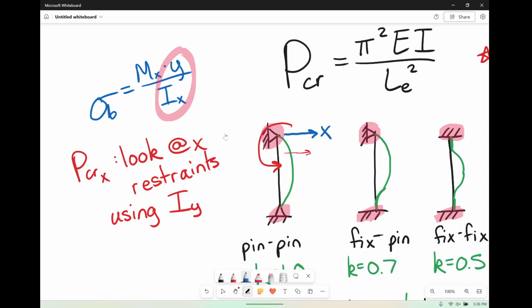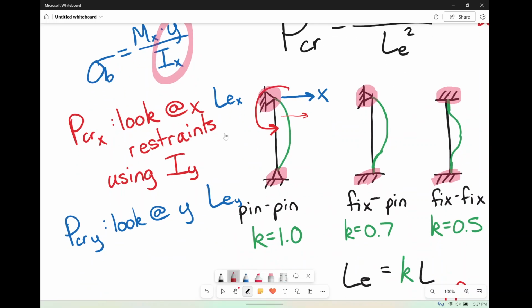So when we say look at restraints, we're talking L effective for the X, and then we're talking Iy. And same thing if we were to try and find P critical in the Y direction, then we're going to be looking at the restraints in the Y. So we'll have L effective Y, and we're going to be then using Ix. Kind of like an equal and opposite.